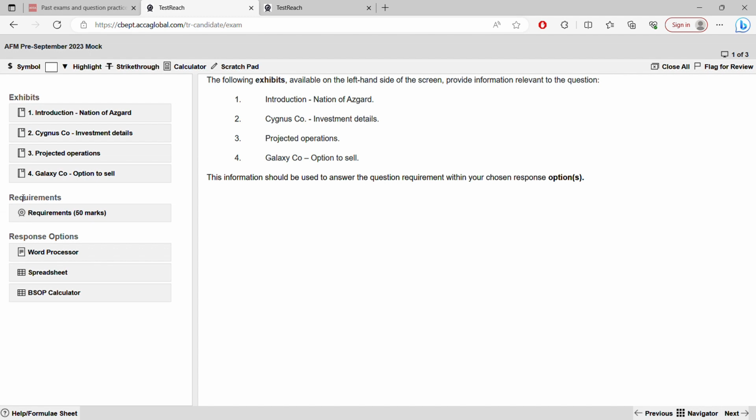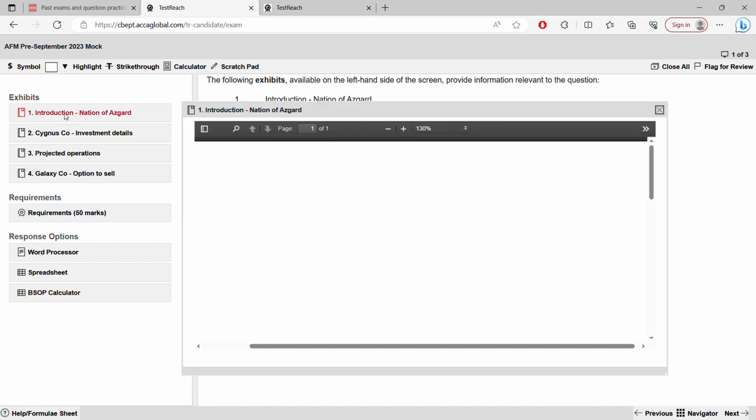You are prepared. As you can see on your left, in your exhibits you are given 4 exhibits and the requirement, and your response options are 3: word processor, spreadsheet, and Black-Scholes option pricing model calculator. The third response option is only for AFM. It is not for any other paper. So you can quickly go to the introduction.